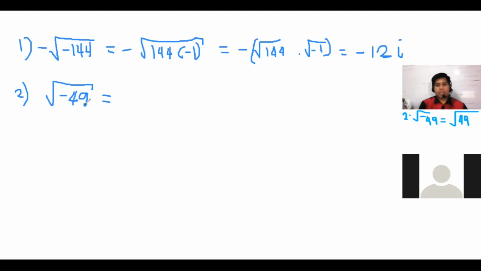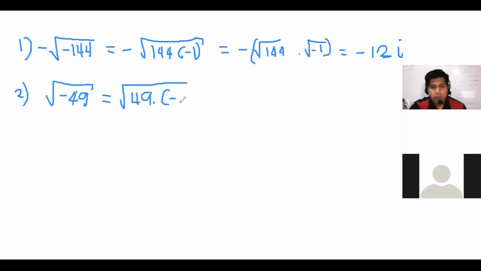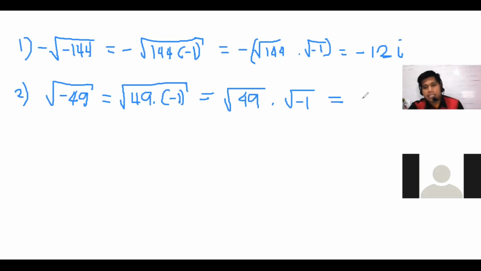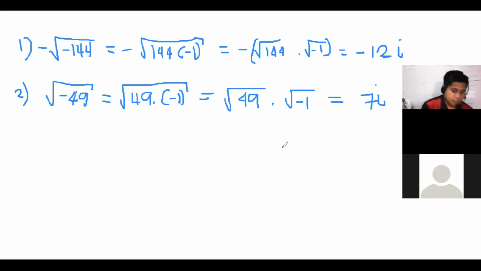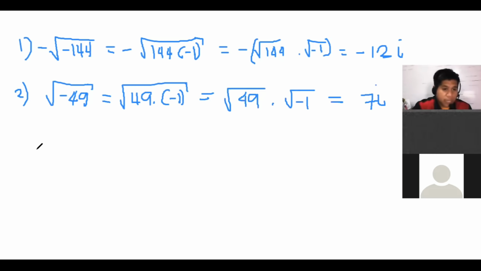Children, the concept is that you could easily get the square root of a number if you know exactly their squares. Now for square root of negative 49, let's factor out your negative 1 out of negative 49. So that is 49 times negative 1. Then you're going to separate. That is equal to the square root of 49 times the square root of negative 1. The square root of 49 is 7 and the square root of negative 1 is i. Any question?